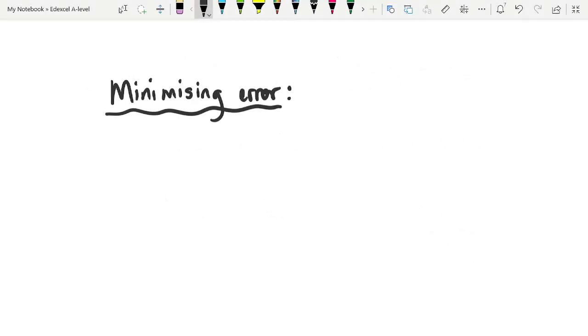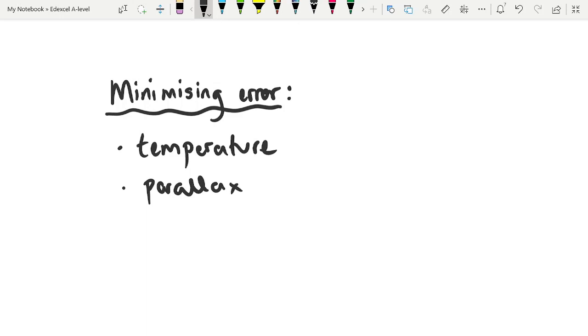What about minimizing the error in our experiment? Well, the first thing is controlling our variables. And the thing that we have to control here, and the other thing that is going to affect the pressure or volume, is the temperature. So every time you take your readings, you should pause for a moment to allow the system to come to thermal equilibrium before you read off the value of the pressure, or in the case of the second apparatus, the value of the volume. The other possibility, of course, is a parallax error for both pieces of apparatus.